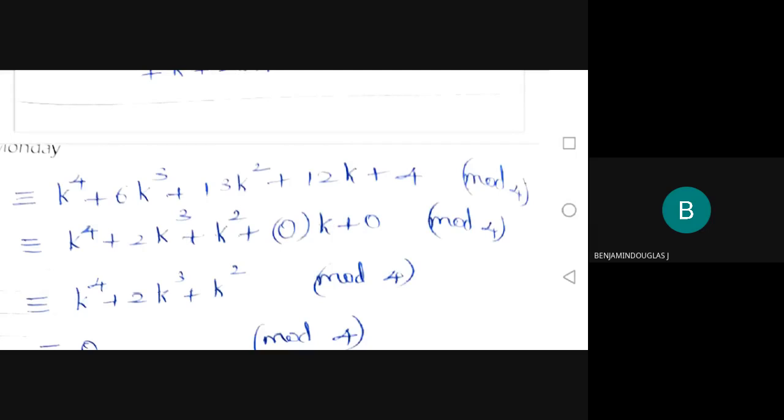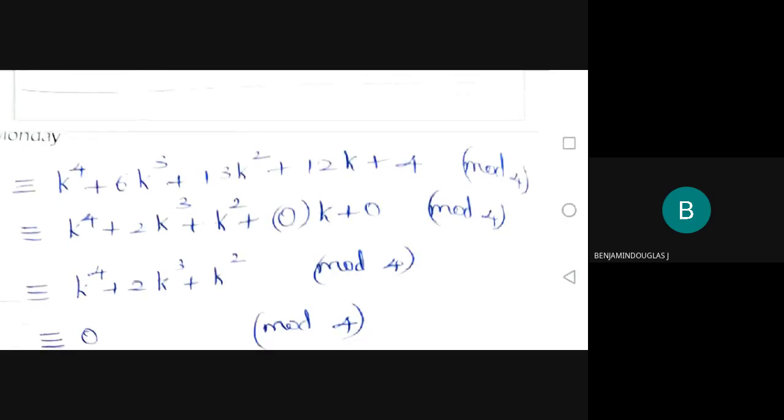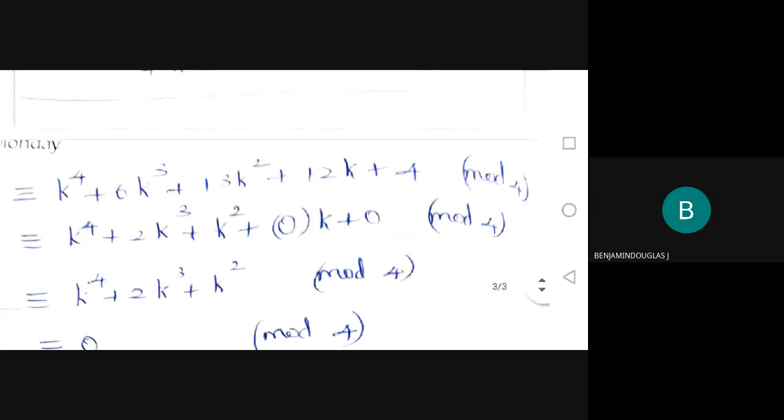Then the coefficient of k cube is 6. 6 is more than the mod value, so 6 is divided by 4 and you get the remainder 2. So 6 is congruent to 2, so 2 times k cube. Then 13k square. 13 divided by 4 gives the remainder 1, so 13 is congruent to 1, so 1 into k square. Then 12 divided by the mod value 4 gives the remainder 0, so 12 is congruent to 0, so 0 into k. Again 4 divided by 4 gives the remainder 0, so 4 is congruent to 0. So you get k power 4 plus 2k cube plus k square.